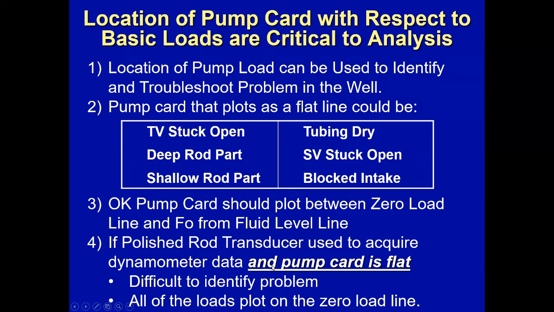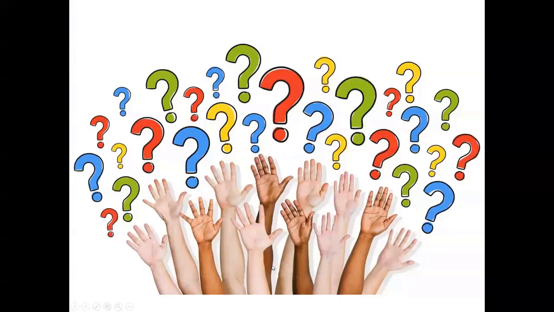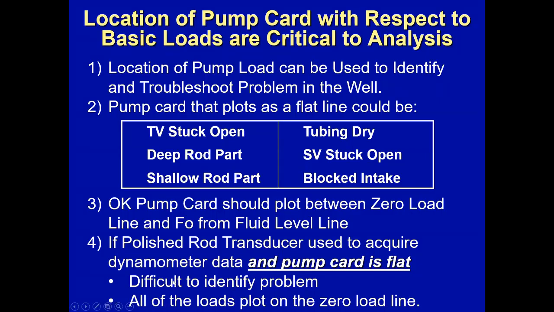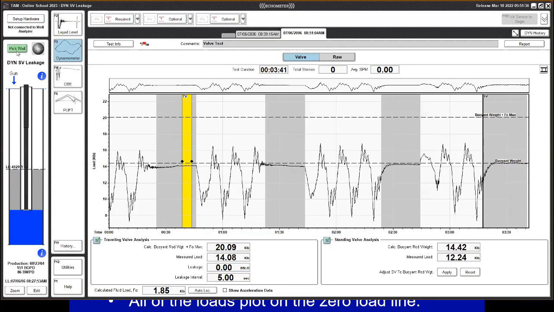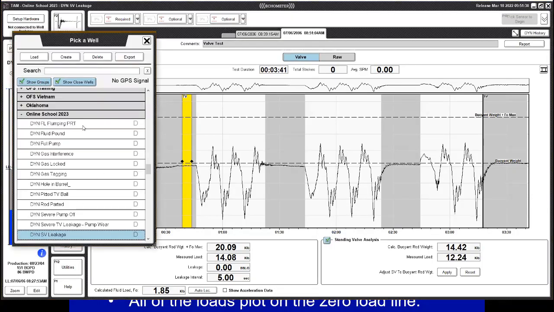So this is a summary slide about the location of the dyno card shape. It will give you an indication of what the problem is in the well. Now, if you have any questions, I can take them now, or I'm going to jump to the examples instead. Back to the software, let's look at some examples here. I have a good number of examples.